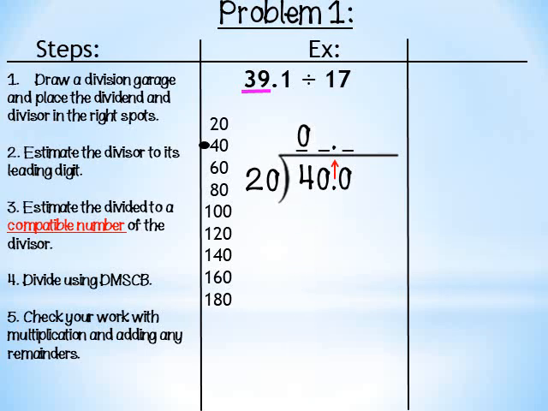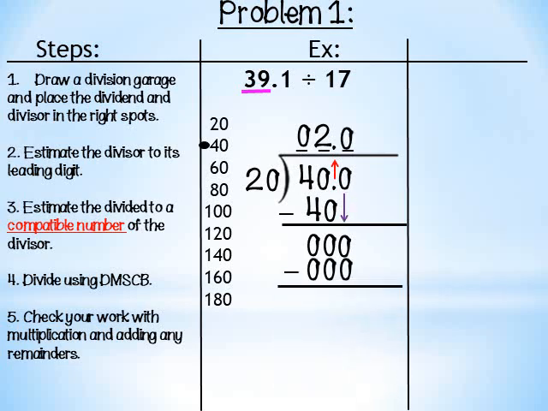20 cannot go into 4, but it can go into 40 twice. 2 times 20 is 40. When you subtract, you get 0. Now it's time to bring down that 0 next to those other two zeros. 20 cannot go into 0, so it's a 0 up and down, and subtract, and you get 0. So your final answer for this problem, this estimated answer, is 20, or 2 wholes.